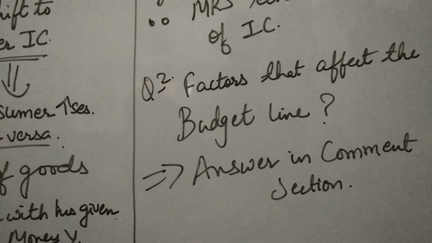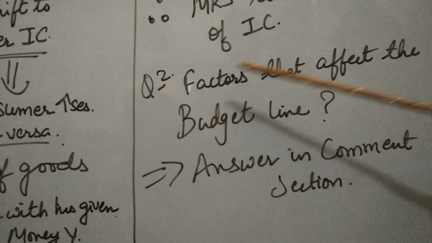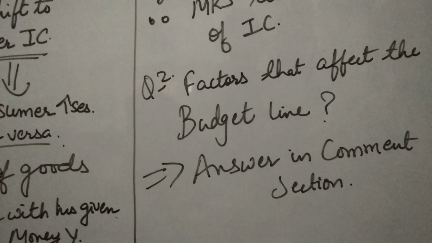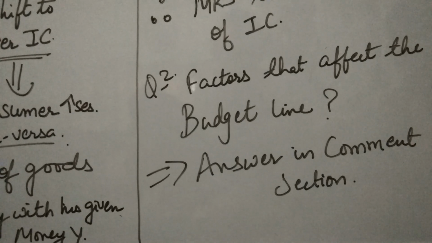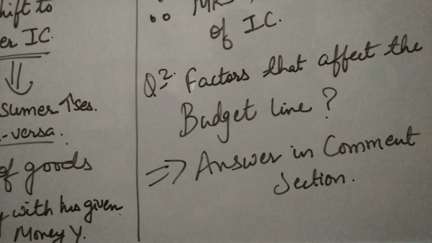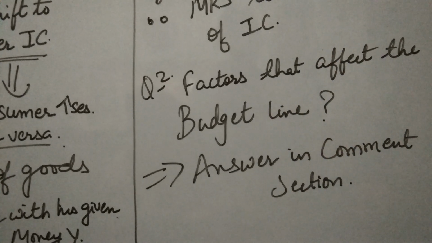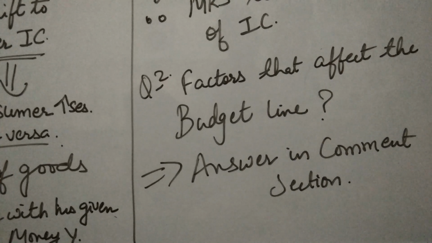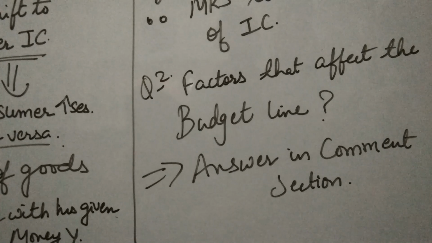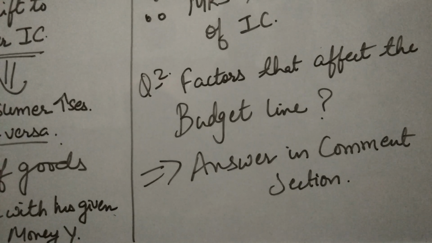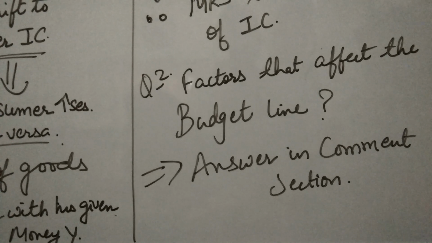Okay, now the second question of the day is factors that affect the budget line. This is very simple, very theoretical. I am assuming that all of you can answer this. Please answer the second question, factors that affect the budget line, in the comment section. Number 1 question was the difference between ordinal and cardinal number, and the second question is this, which you need to comment in the comment section. Okay, now moving to the numerical part.